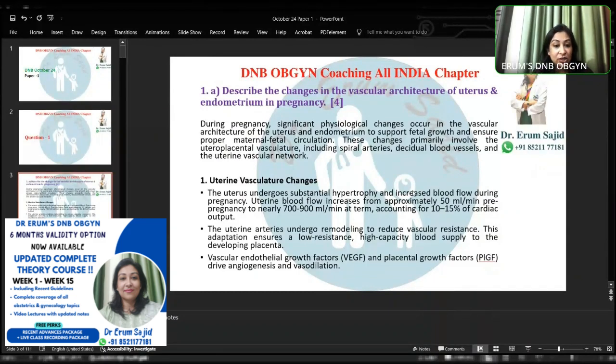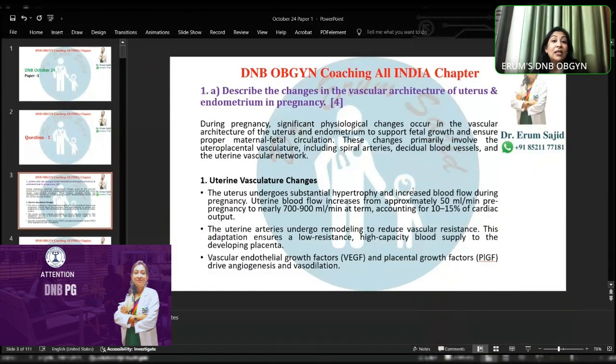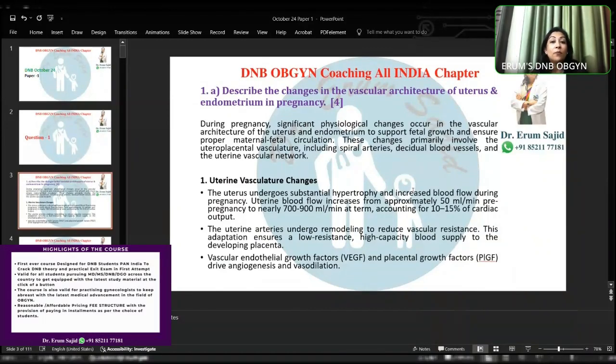So let's begin with uterine vasculature first. There is a lot of hypertrophy and increased blood flow during pregnancy. Because of uterine hypertrophy and the increase in size, the blood flow to the uterus increases. It is 50 ml per minute pre-pregnancy, and changes to almost 1 liter per minute at term. Because now it's supplying the pregnant uterus, where the baby, the placenta and the amniotic fluid are all present, the amount of blood reaching also increases.